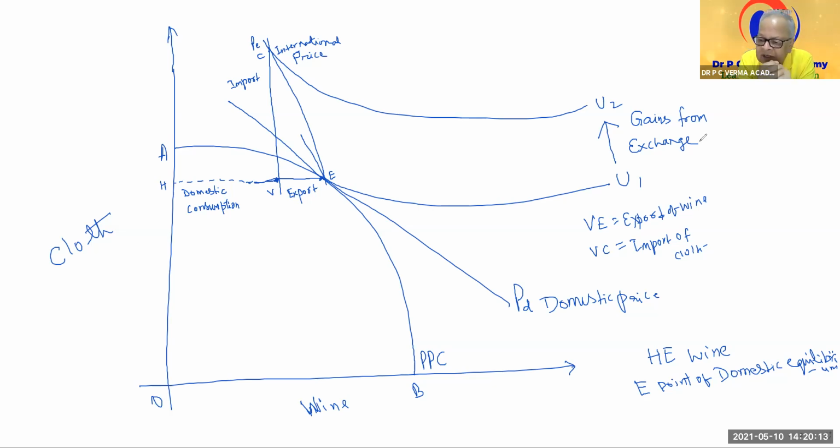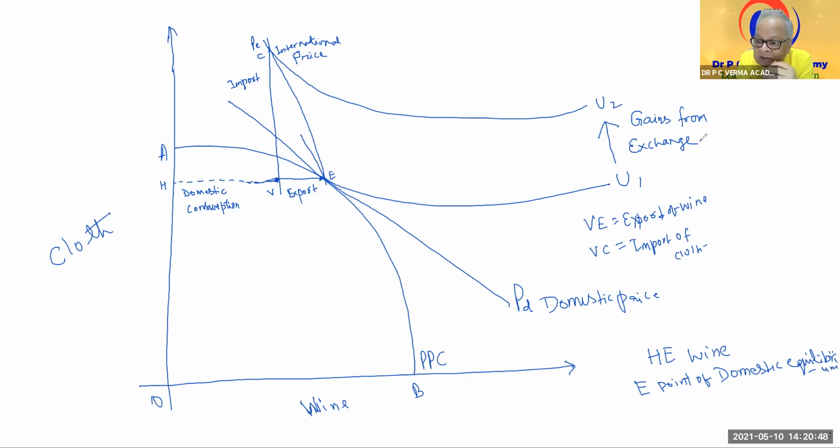Gains from international trade is gains from exchange plus gains from specialization. One step we have to analyze further. So this is called gains from exchange. That country has exchanged domestic product for foreign product, and thereby the country moves from a lower indifference curve to a higher indifference curve. This movement is known as gains from exchange.